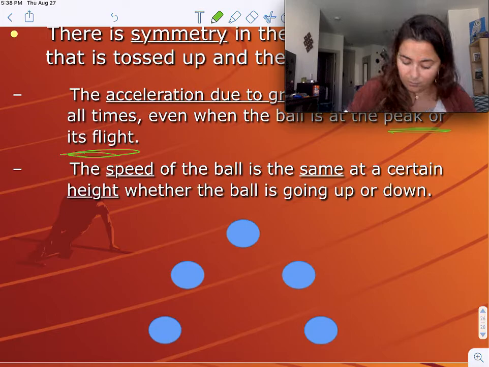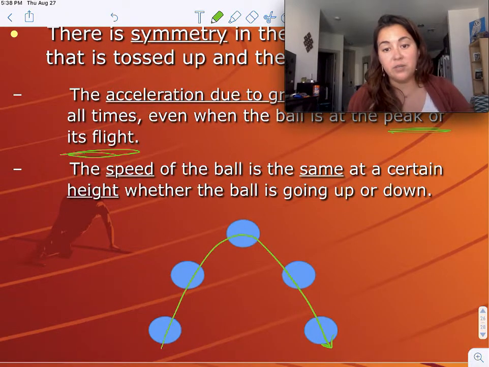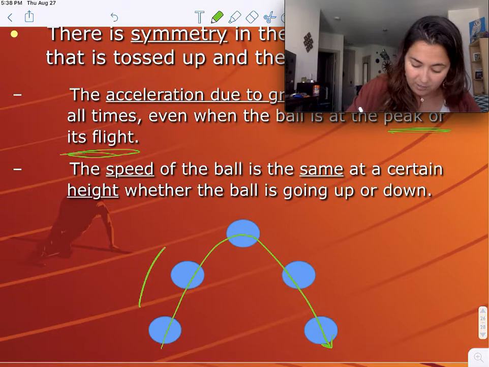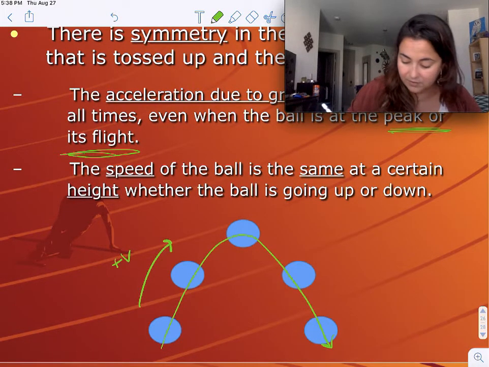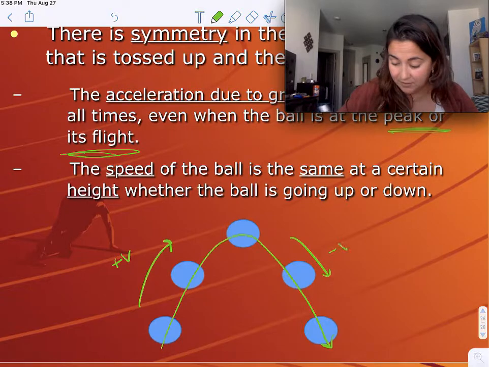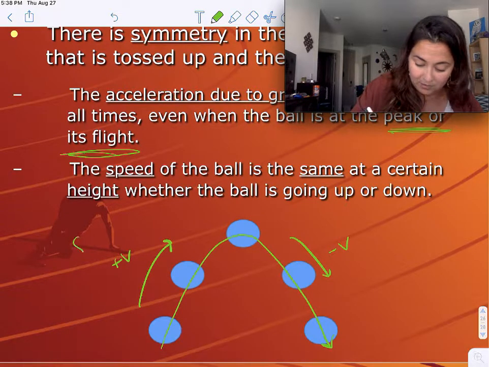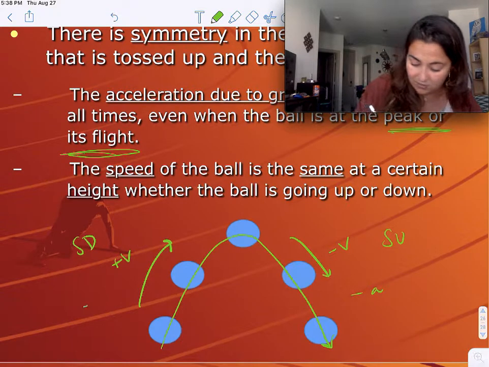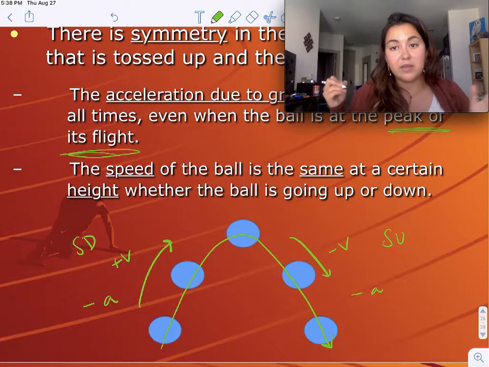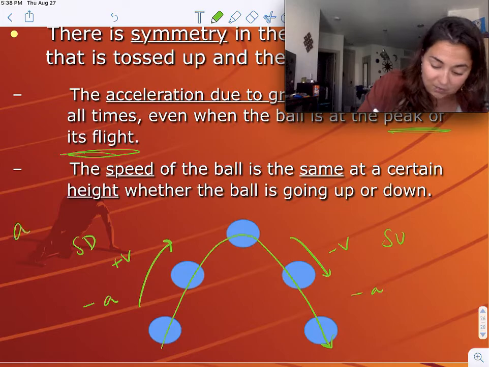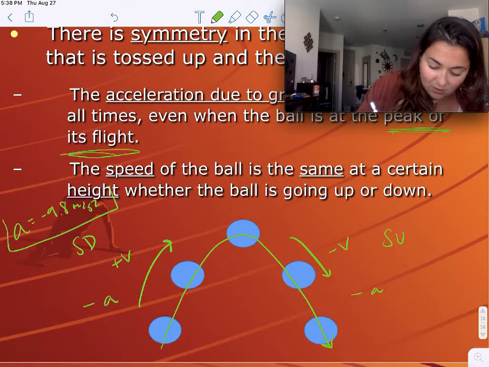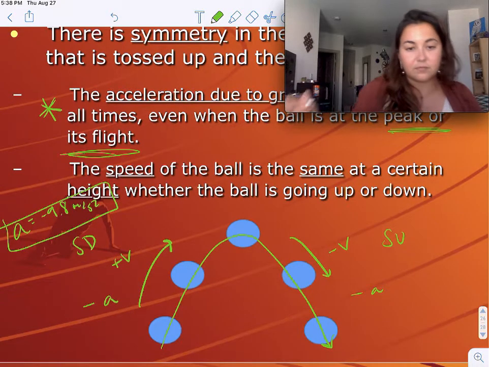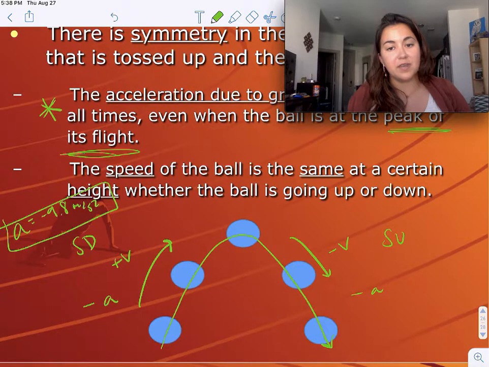So here's my little parabola shape of a ball that I tossed up in the air. It is a parabola, so it's symmetrical. On the way up, I have a positive velocity, and on the way down, I have a negative velocity. I'm slowing down on the way up and speeding up on the way down, which means I must have a negative acceleration on both sides because it's gravity. The acceleration of gravity is always negative 9.8 meters per second squared. And that is always, which is what this little bullet point was trying to say.